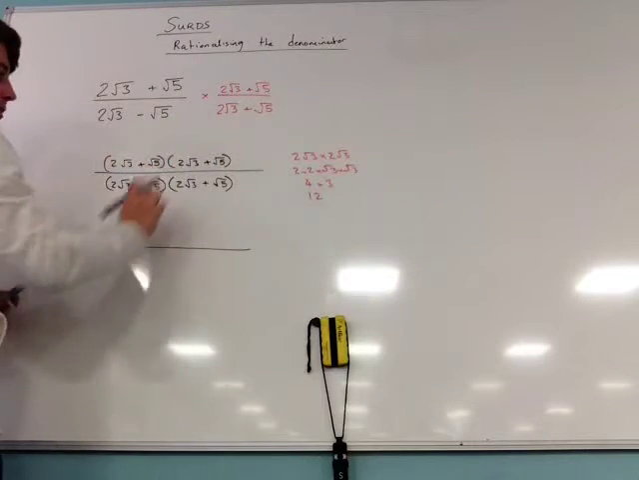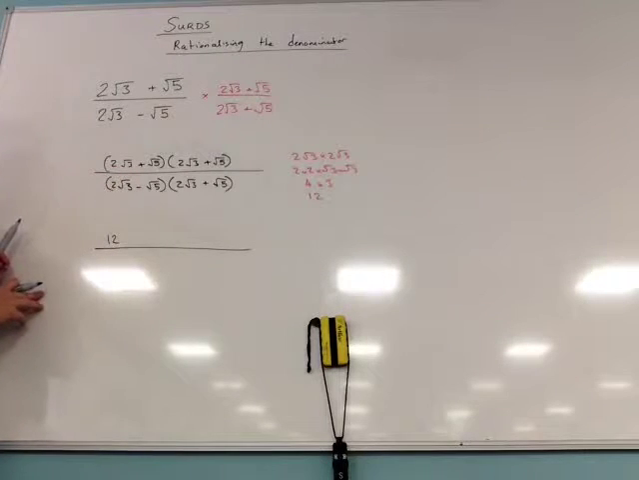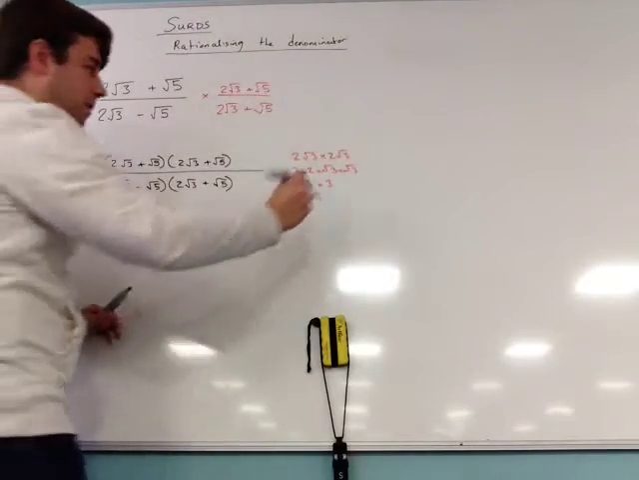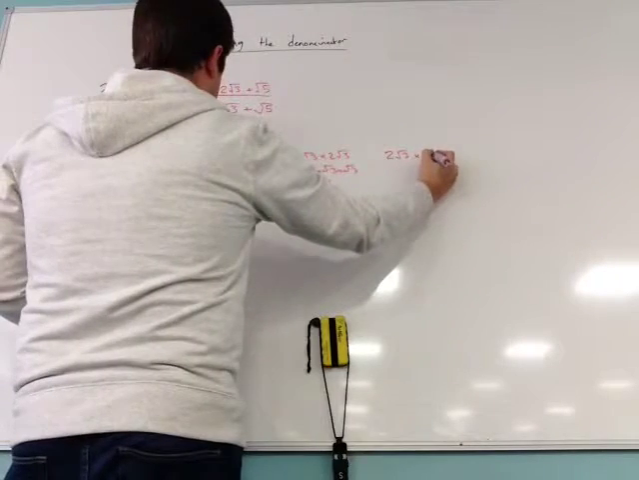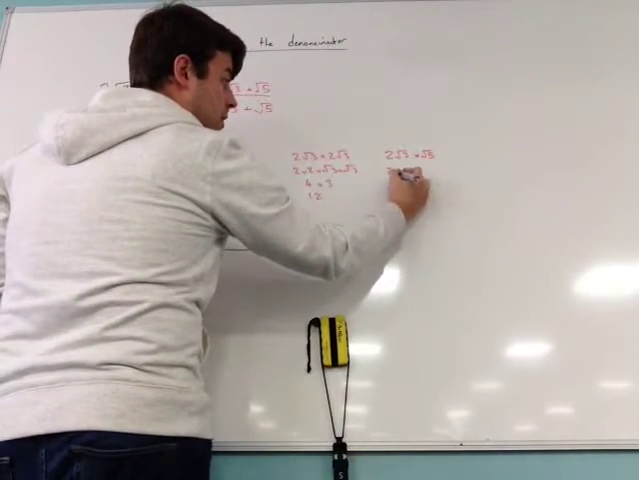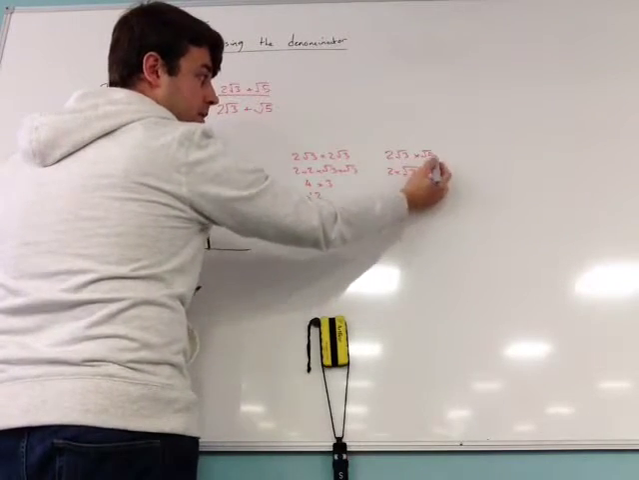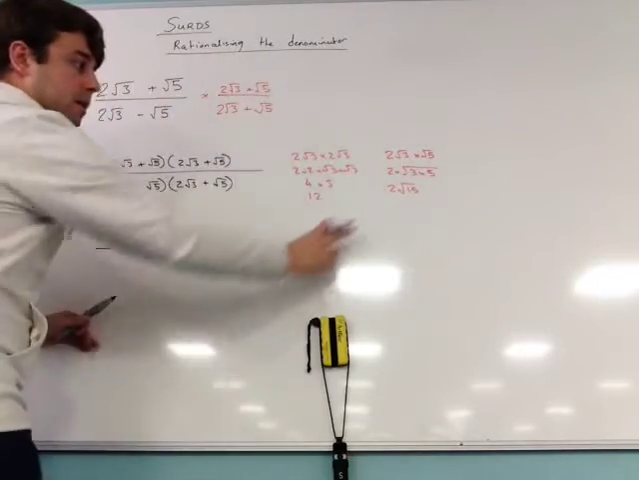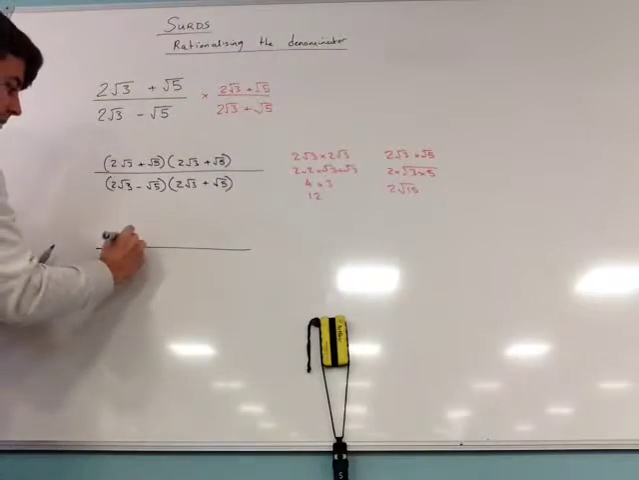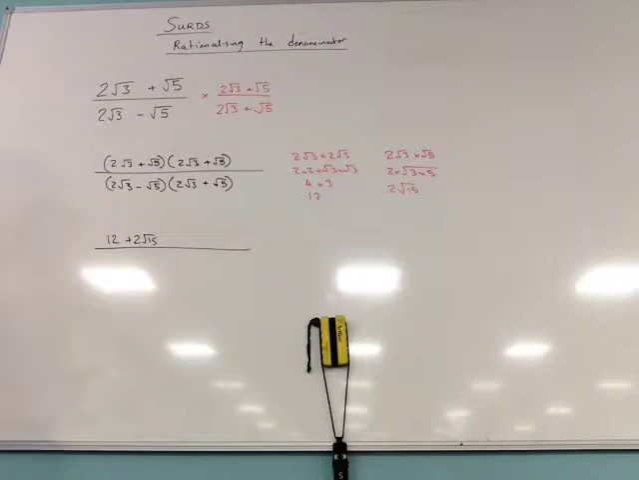2 root 3 times root 5. Well, that is going to be 2 multiplied by root 15. How did I do that? Well, again, let's look over here. So I've done 2 root 3 multiplied by root 5, which is 2 times root 3 by 5. Using the rule that I can put them under the same square root, so that's 2 root 15. Just like that. It's positive, so positive 2 root 15. That's outside.